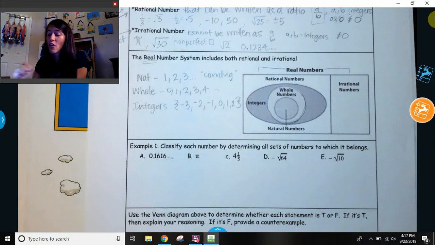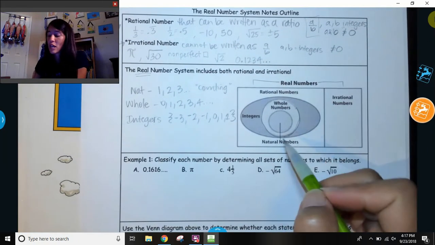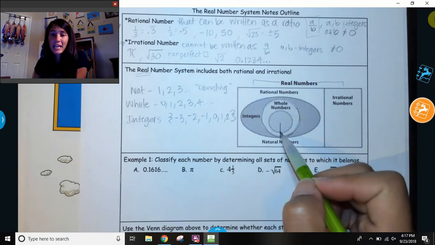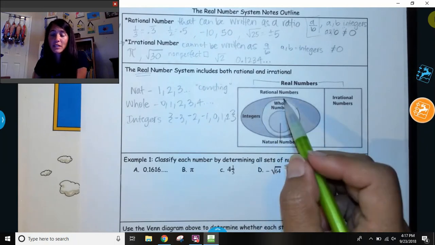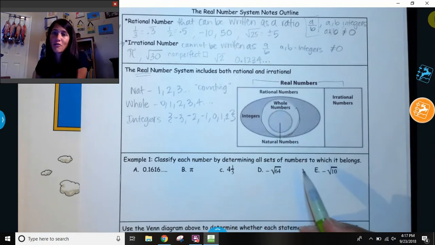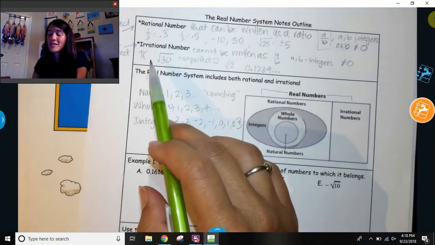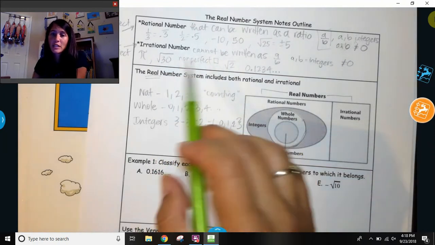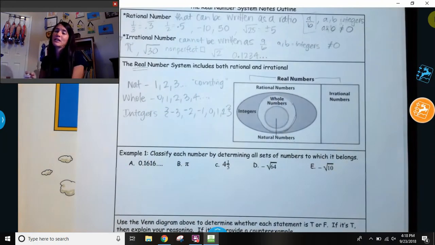And integers are a subset of rational numbers, which we just talked about up here. So if it's inside, like natural numbers are inside whole numbers, that means it's included in that set. Whole numbers are included in integers, and integers are included in rational numbers. Irrationals are all these other numbers, basically non-repeating, non-terminating decimals, numbers that go on and on but don't repeat. So like pi and non-perfect square roots.